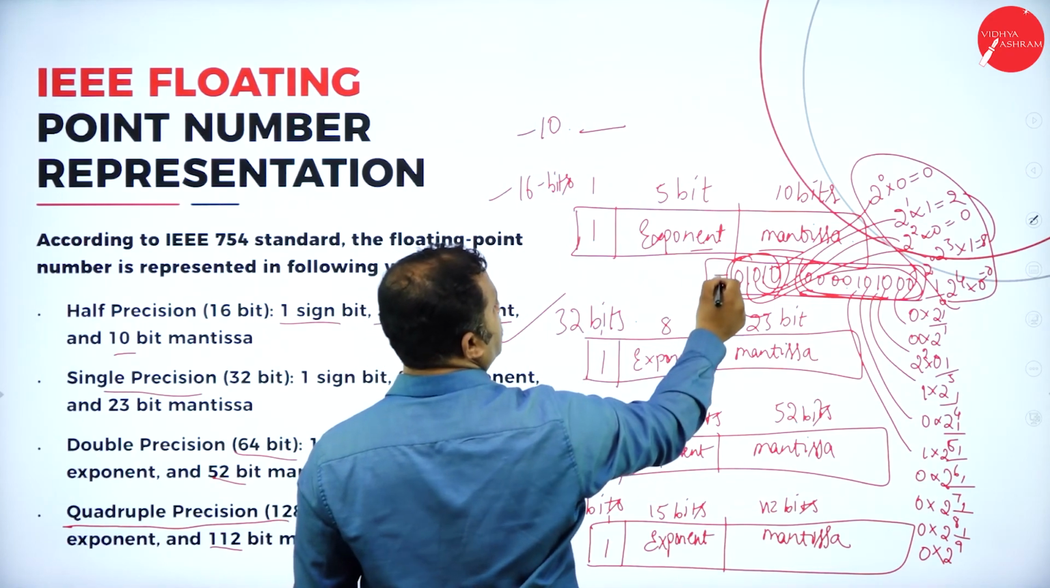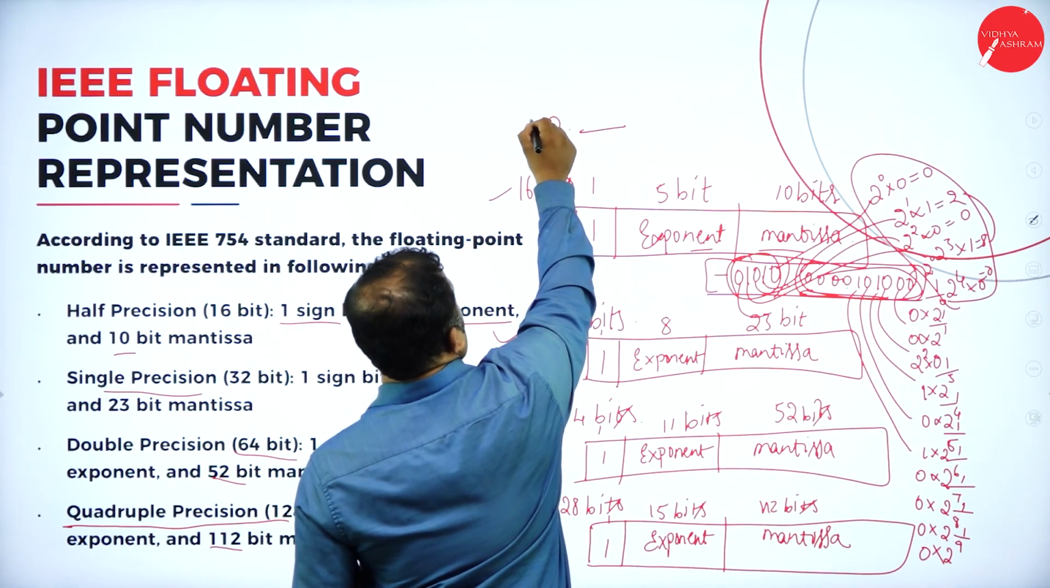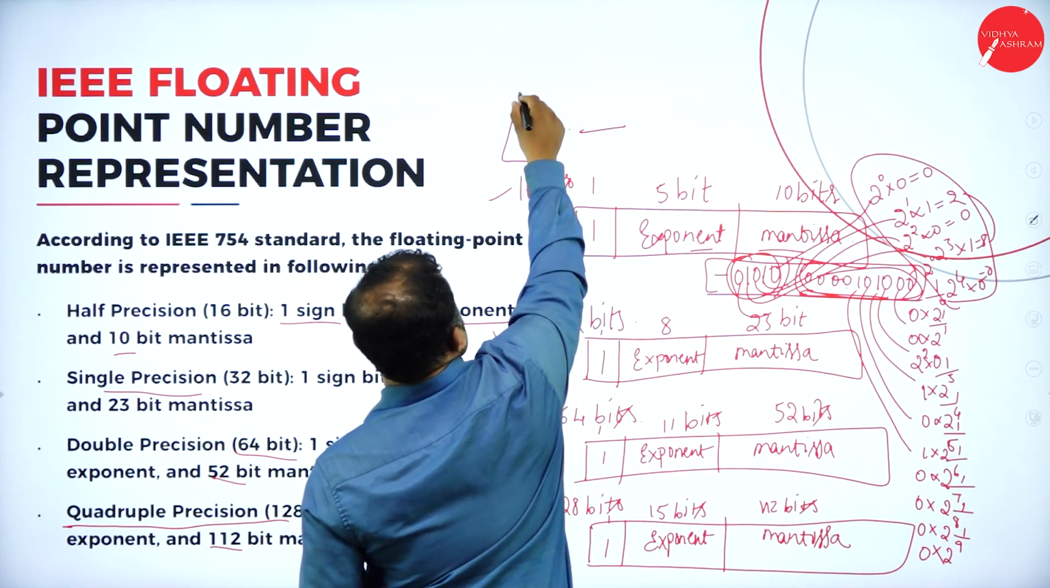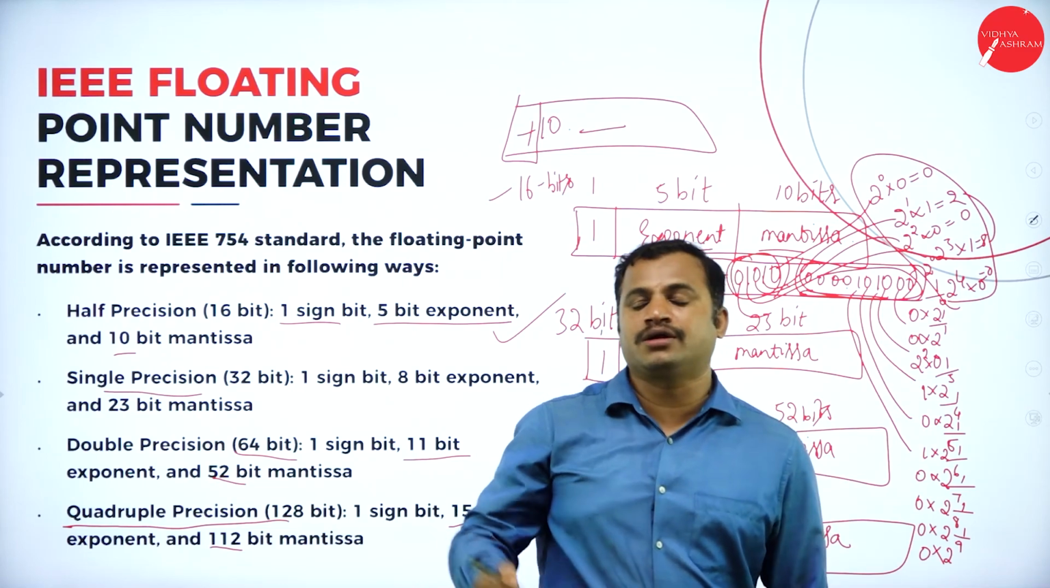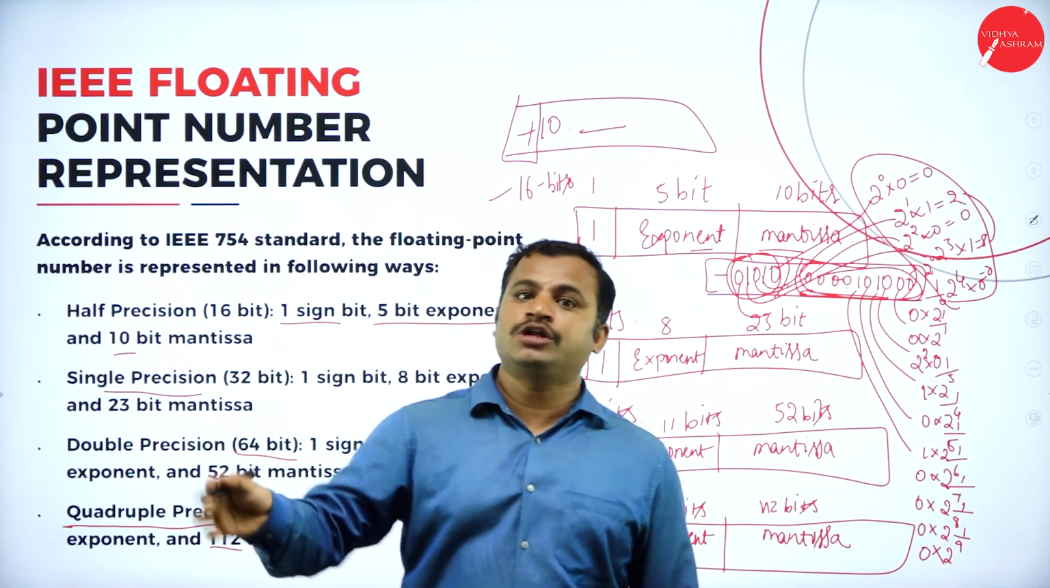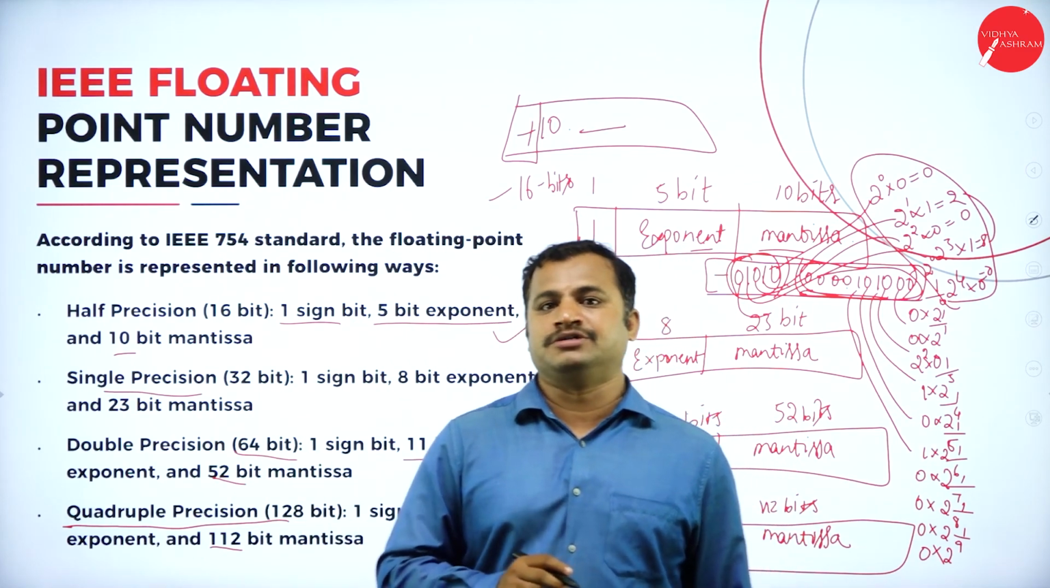Since we have a negative sign here, I will use 1 here to represent the sign part, and the rest of the values like this. So this is how we are going to represent numbers in floating point representation.